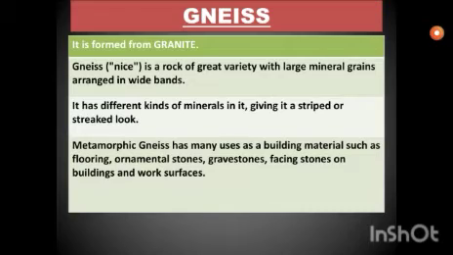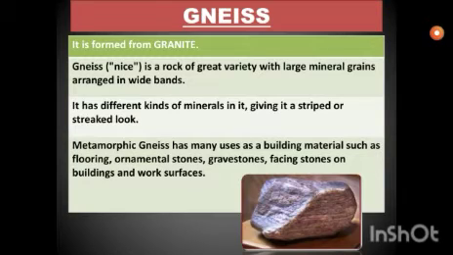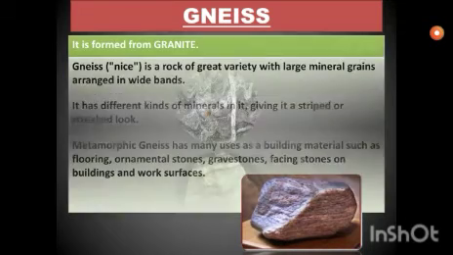So gneiss is a rock of great variety with large mineral grains arranged in white bands. It has different kinds of minerals in it, giving it a striped or streaked look. So it is a striped one, just like a zebra has stripes. This gneiss rock also has stripes. So metamorphic gneiss has many uses as building materials such as flooring, ornamental gravestones, facing stones on building works, etc. Why? Because the stripings look beautiful and it gives a good texture.